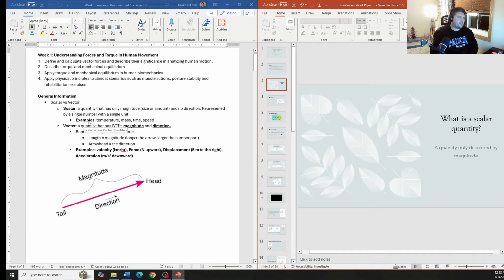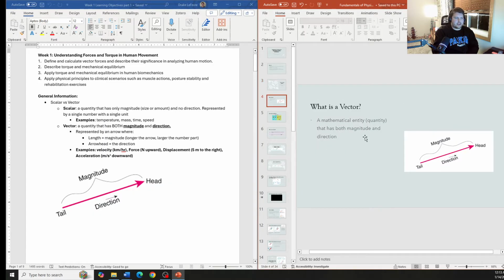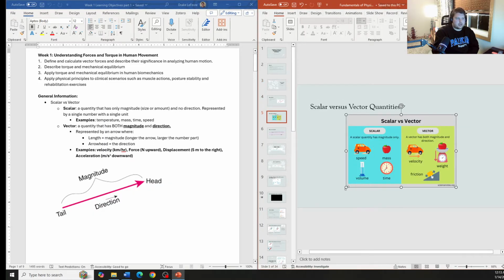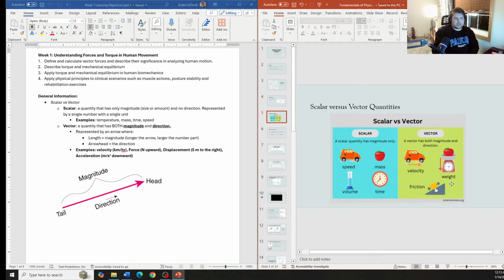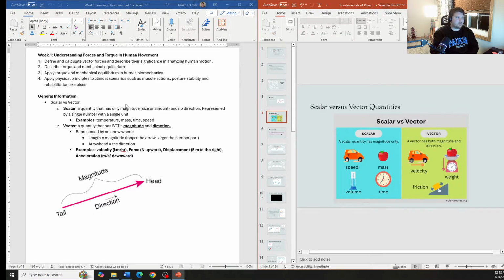Okay, so first off, scalar versus vector. Scalar is our typical, our standard, our normal numbers, the things that we think about. So temperature, mass, time, speed, the magnitude component only. There's no direction involved. It's usually just a single number with a single unit, and that's it. This is something that you can physically go out there and measure super simply using a scale, using a ruler, using whatever.